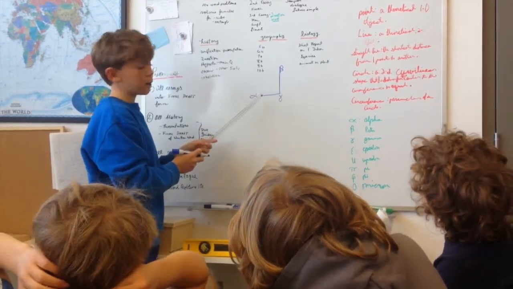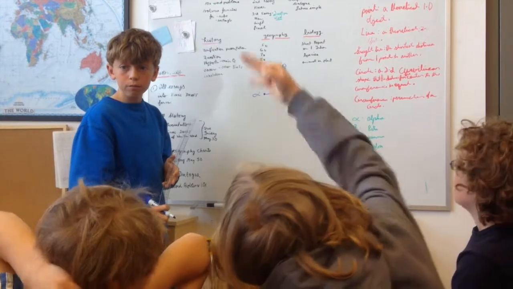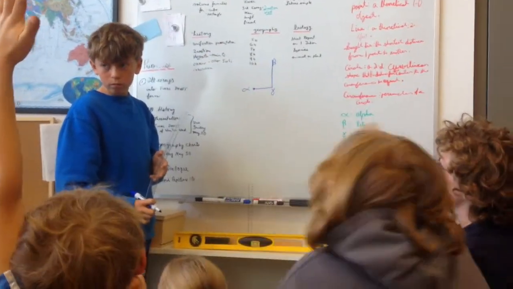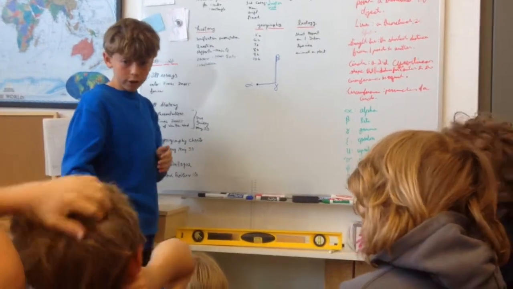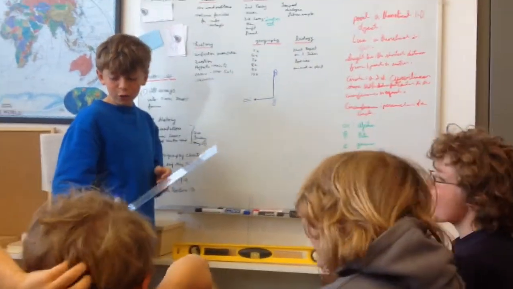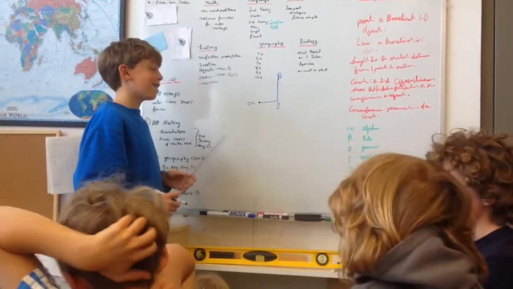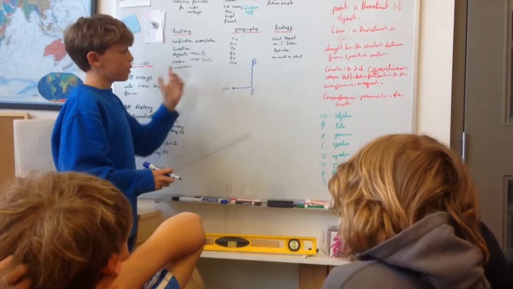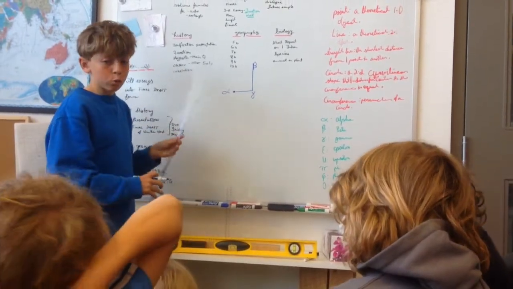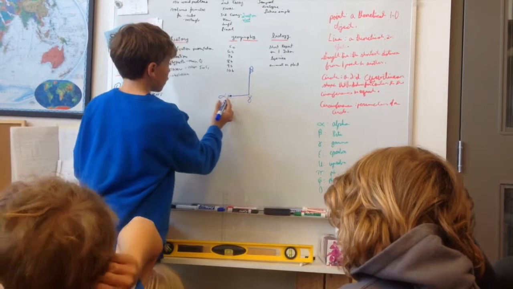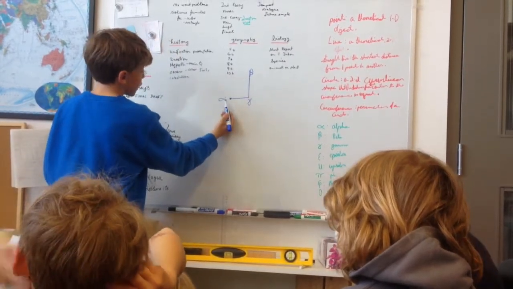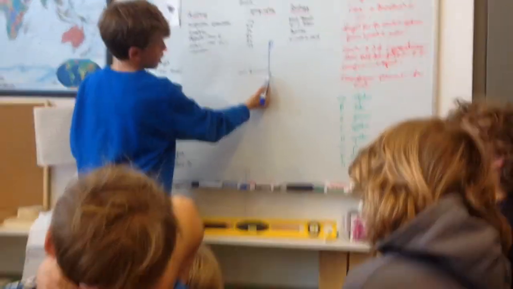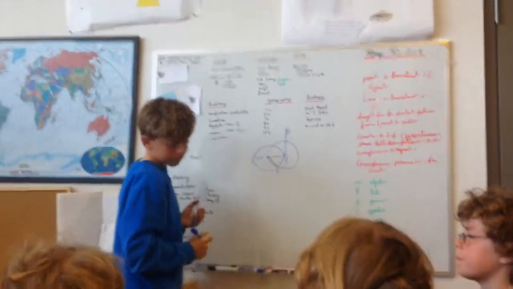Now, given this line from alpha to gamma, we can use it as the radius of how many circles? Does anyone know? Two. There you go. That's as we looked at in proposition 1. So first we're going to construct a circle with alpha at the center and the line alpha to gamma as the radius.